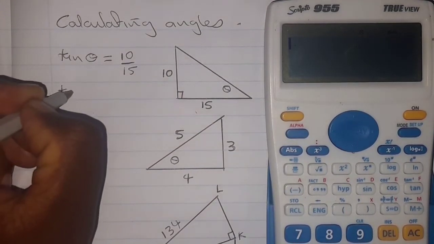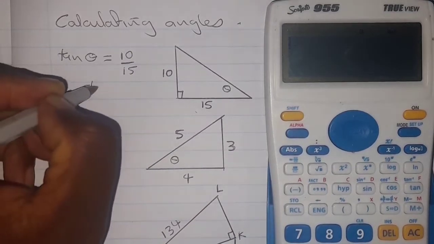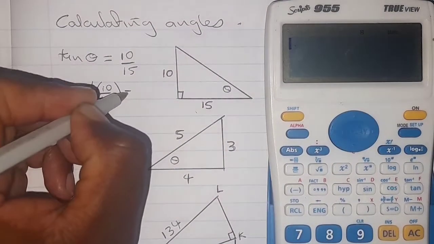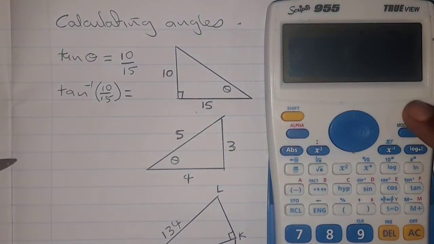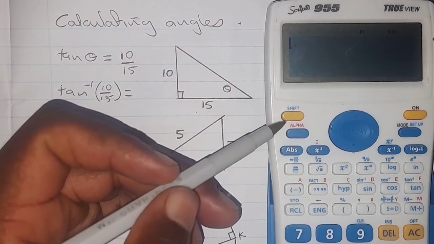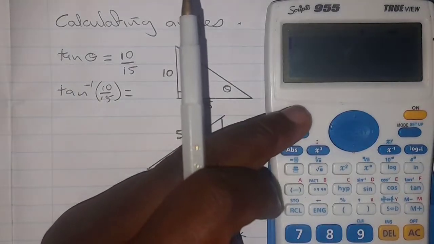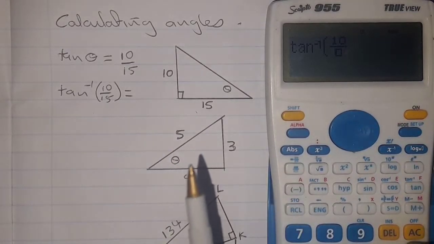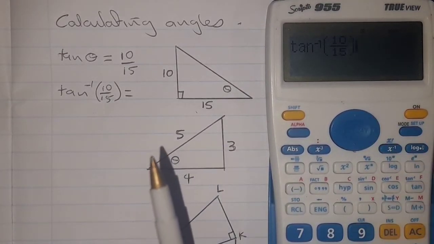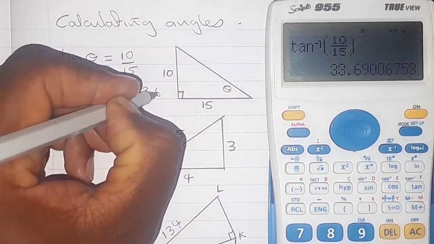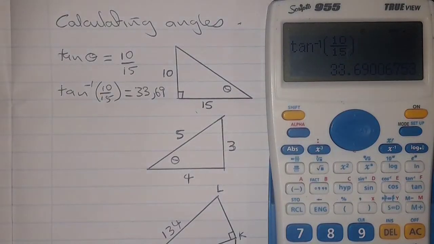That is shift tan 10 over 15. Some calculators you have a shift, but other calculators you have a second function. So this is shift tan 10 over 15. That's equal to 33.69 degrees, rounded off to the nearest 2 decimal places.